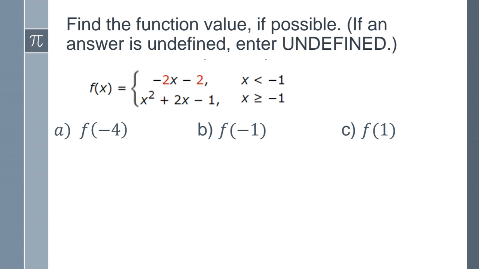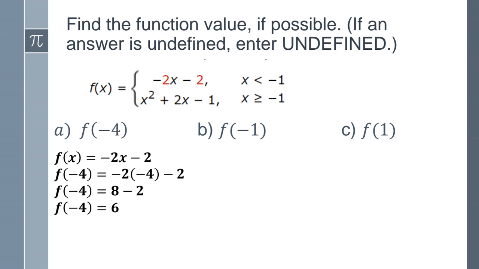Okay, so when we evaluate A, we're going to use this first one. Looking at it as an individual, f of x is equal to -2x minus 2. So they want us to evaluate f at -4.